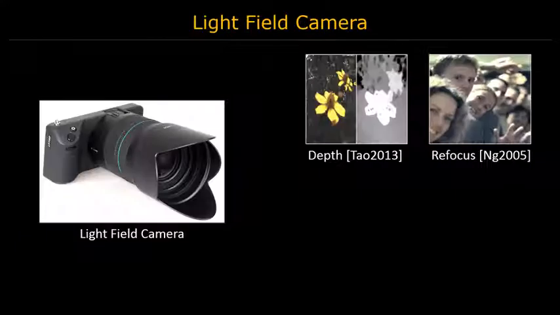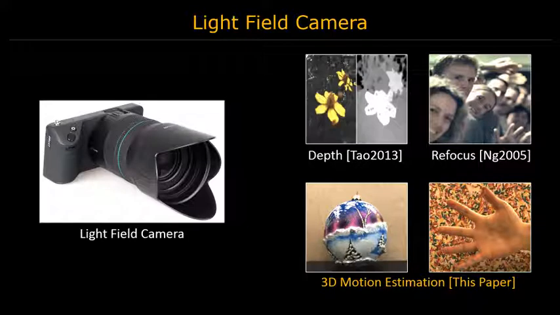Light field cameras have long been studied for depth sensing and image refocusing. This paper takes the first steps towards positioning light field cameras as effective motion sensors, in addition to their depth estimation capabilities.